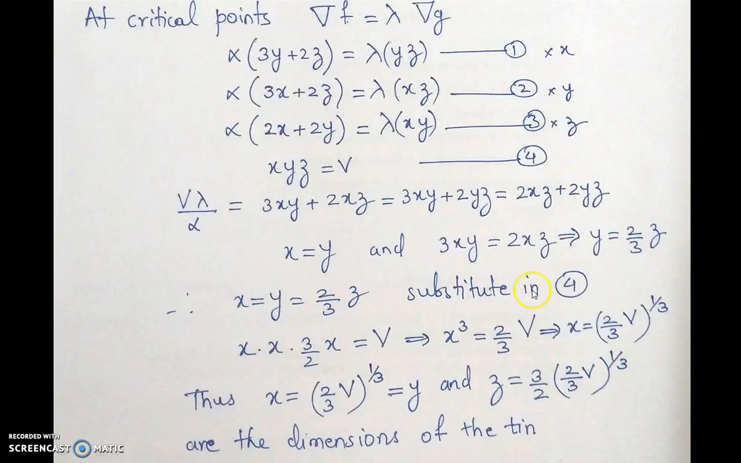Now let us substitute this in equation 4. That gives us x times y, which is x, times z, which is 3 by 2 x, equal to volume V. That further simplifies to x cube is equal to 2 by 3 V, and from here we can find x as the cube root of 2 by 3 of V. Similarly, we have y which is nothing but x, and z which is 3 by 2 of x. So we have actually found the dimensions x, y, z of the tin in terms of the prescribed volume V.